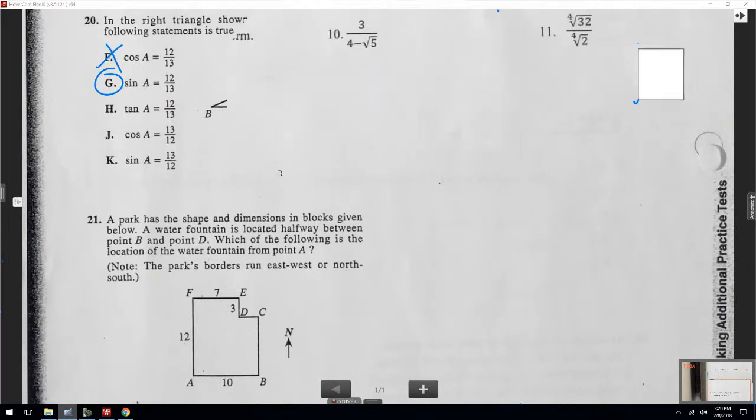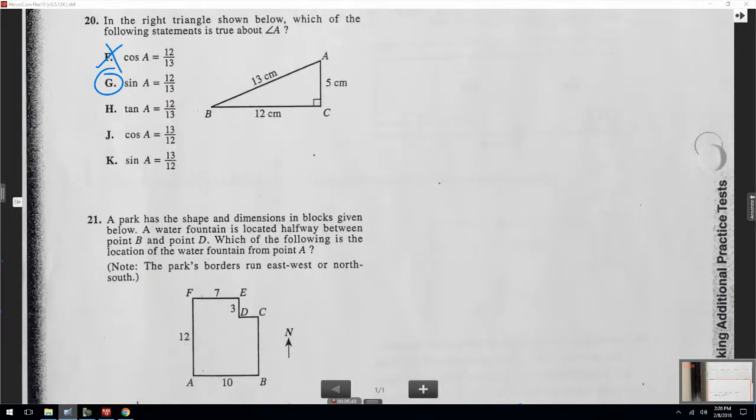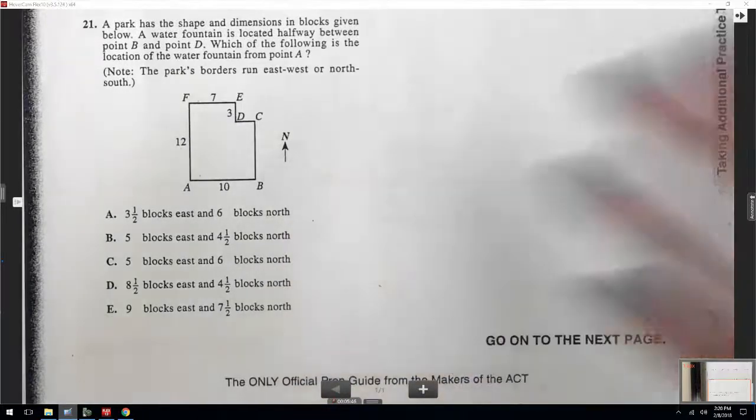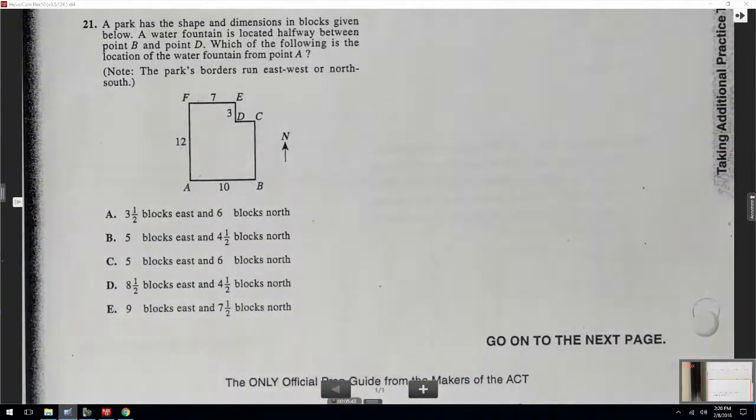Alright, what about 21? If you come to the Saturday math prep sessions, we tell you that 40% of the ACT problems are middle school based problems. They're middle school math, but they ask them to you in a high school way, okay?